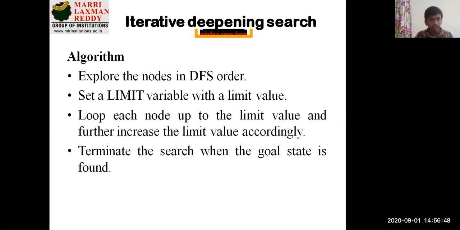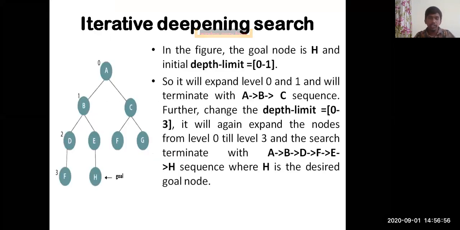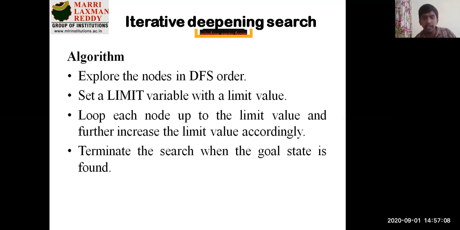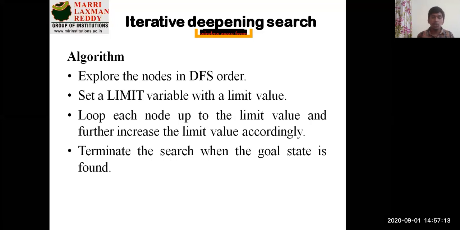And as I said, the algorithm is very simple. It will try to explore the nodes in DFS order. Initially we come from A to B and search for the solution. If not, it will go for C. Set a limit variable with a limit value. Because it is also a heuristic search technique, it needs to compute the value of h(n), and it will loop through each node until the limit value, that is the goal value, is reached. If the goal value is not reached, it will increase the limit value, and it will stop when the goal state is found.